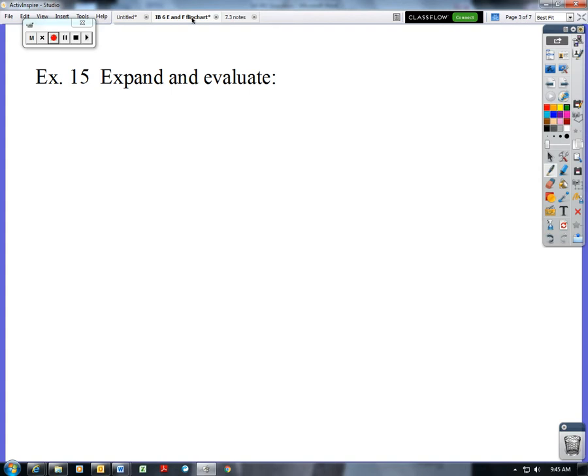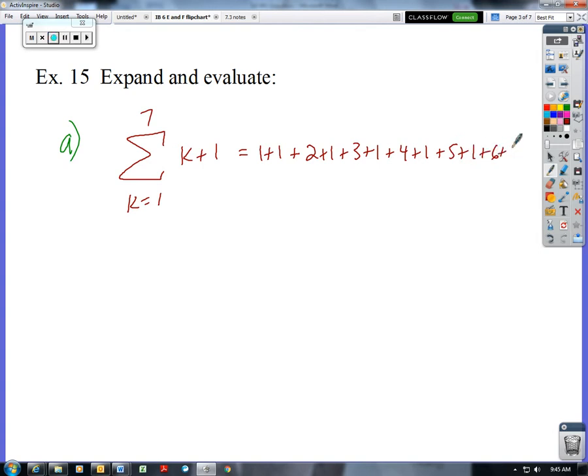So example 15. These I wasn't able to type into the Promethean, so I have to change colors. K equals 1 to 7 of k plus 1. So that just means start at 1 and go up through 7, and this sigma means to add them, to sum. So we're going to start with plugging 1 in, so 1 plus 1, plus, then plug 2 in, then plug 3 in, and 4, and 5, and 6, and 7. And then add them all up, and when I did that, I'll save you the time of doing that, I got 35.